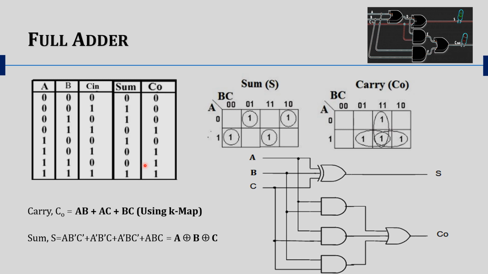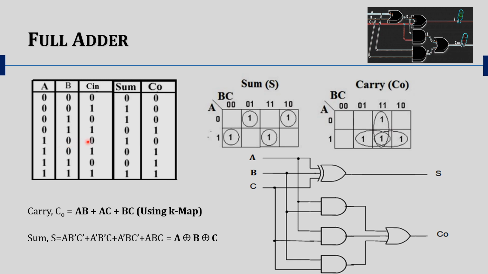Now let's look into the truth table of this full adder. Here we are having three input variables, so we will be having 8 different input combinations. We need to find out the sum value as well as the carry out for each of these combinations. 0 plus 0 plus 0 is 0 with carry 0. 0 plus 0 is 0. 0 plus 1 is 1, so 1 with carry 0. 0 plus 1 is 1. 1 plus 0 is 1 with carry 0. 0 plus 1 is 1. 1 plus 1 is 0 with carry 1.